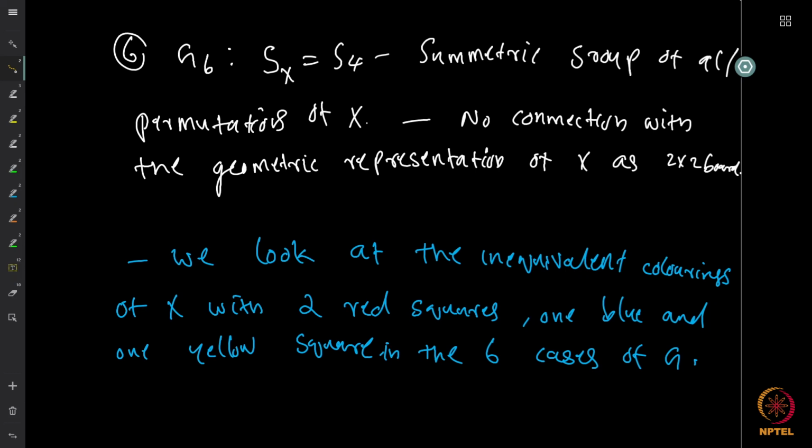Then under all these six groups, we can talk about the inequivalent colorings of X, where we specify our set of colors. Let's say we always use two red colors, like two squares will be colored with red always, and one will be colored with blue, and one will be colored with yellow, for example, right? So if you specify the number of times each color appears, then we can talk about the action of the group.